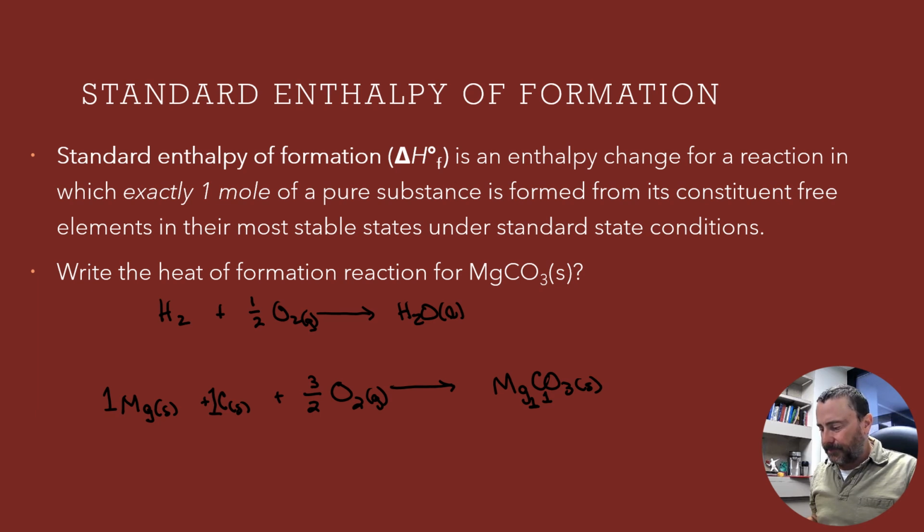So 3/2 of an oxygen. 3 times 2 is 6, divided by 2 is 3. That gets us the right number of those oxygens there. So that's how we're going to break these down in order for us to write out a balanced standard enthalpy of formation reaction. And we're going to use these soon in order for us to calculate the overall enthalpy changes.